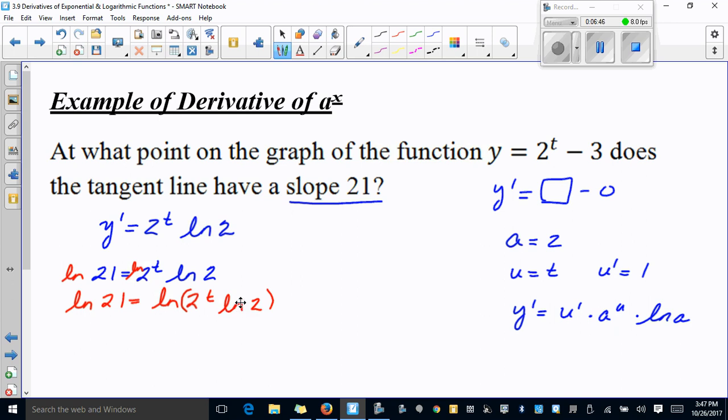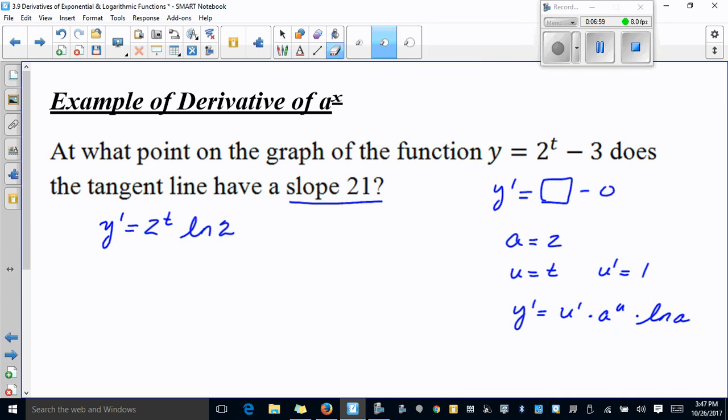I wanted the 21 equals 2 to the t natural log of 2. And I'm trying to isolate the t, so I want to move this guy away. So I'm going to divide by natural log of 2. This is what I should have done to begin with. Now I have 21 over the natural log of 2 equals 2 to the t power. So we'll go back to blue now.